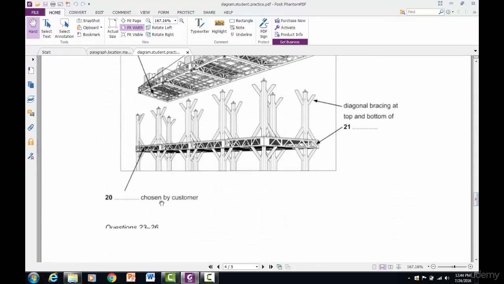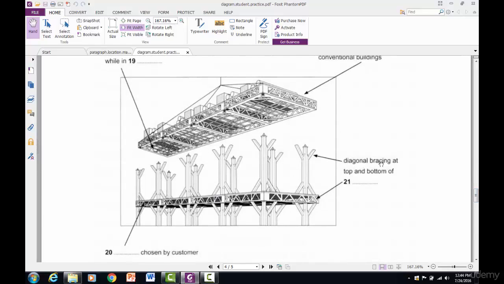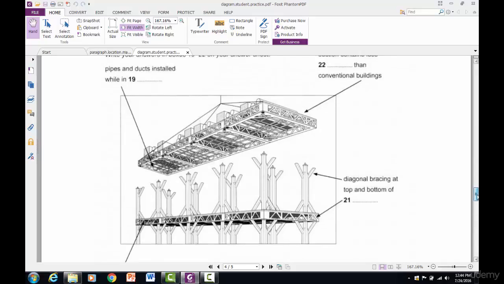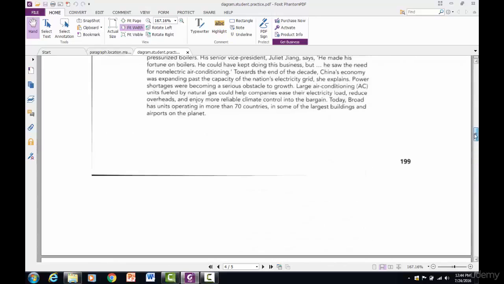Right, flooring chosen by customer. Again, you can only write one word. 21, diagonal bracing at the top and bottom of what? Diagonal bracing at the top and bottom of. Keywords are top and bottom of.